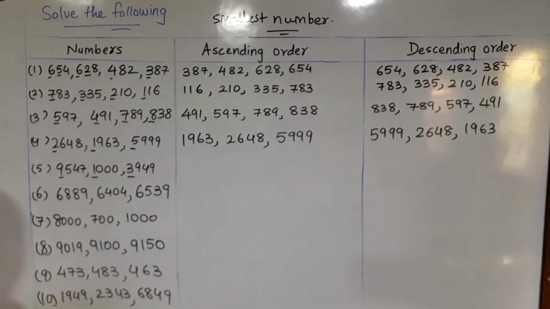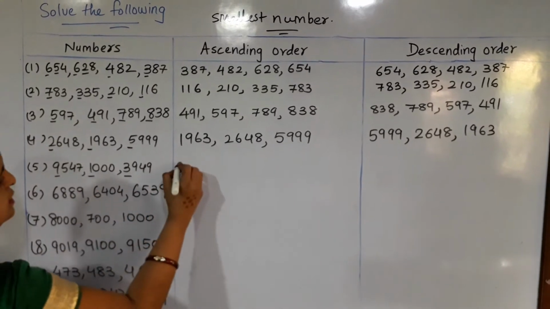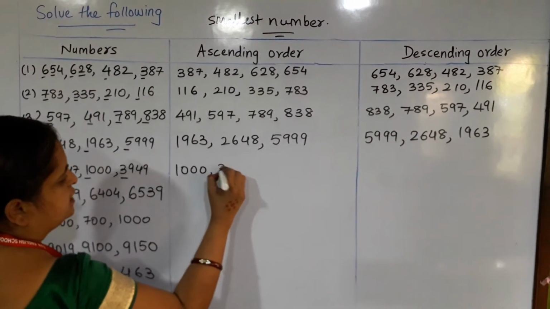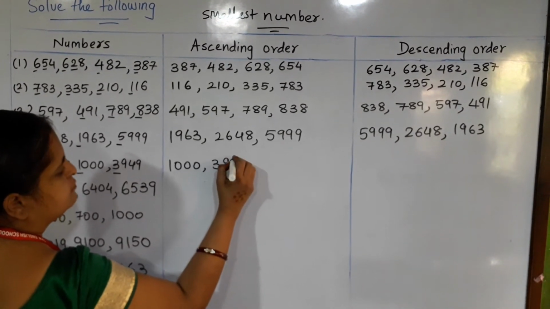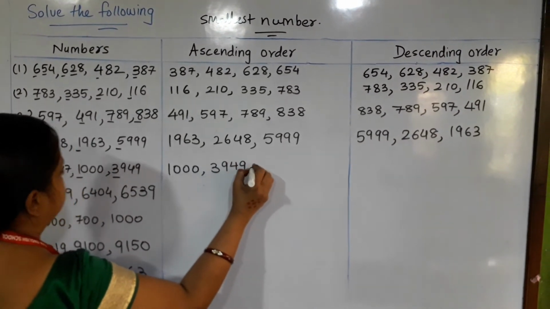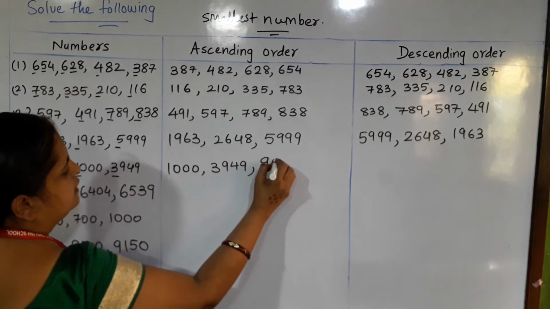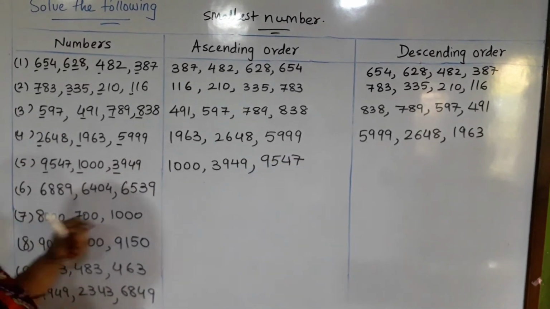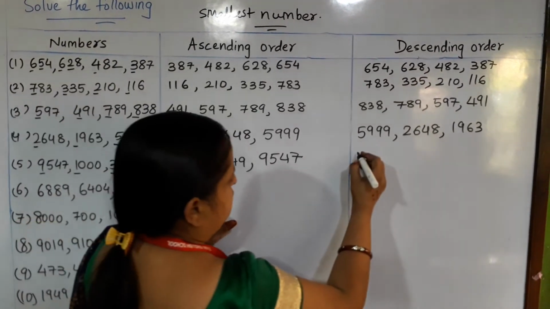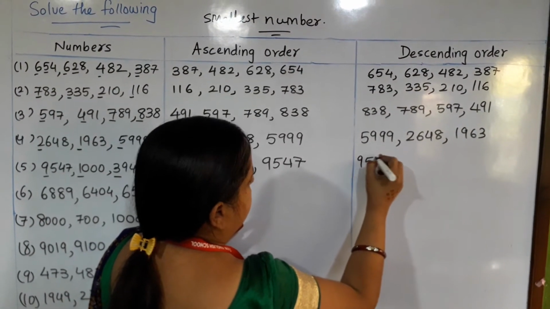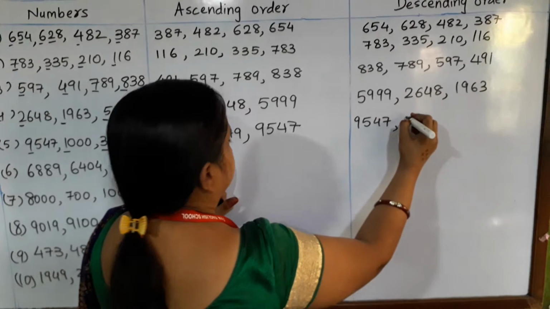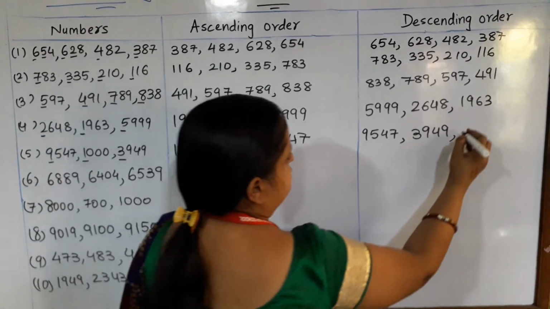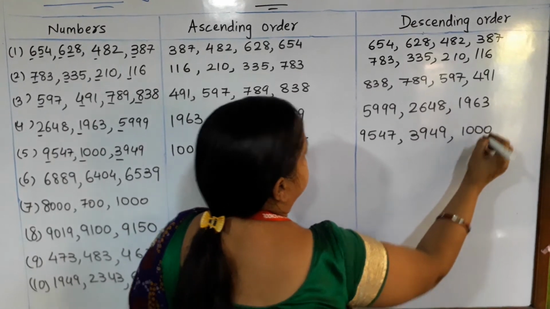Again here you can see first digit is clearly mentioned. See here, firstly we are going for the smallest one, 1000. After that 3, 3,949 and then 9,547. Let's move on to the same things. 9,547, then 3,949, and the smallest number is 1,000.